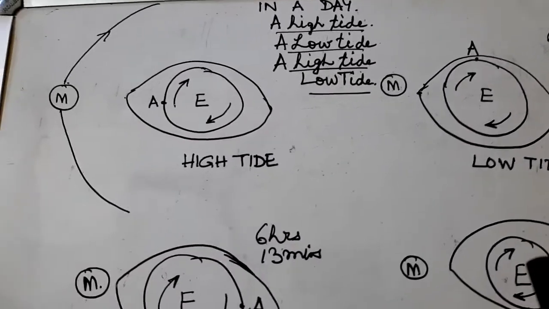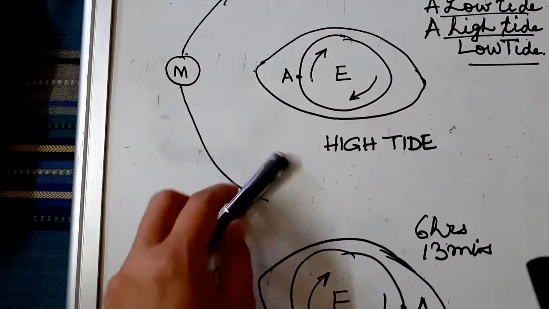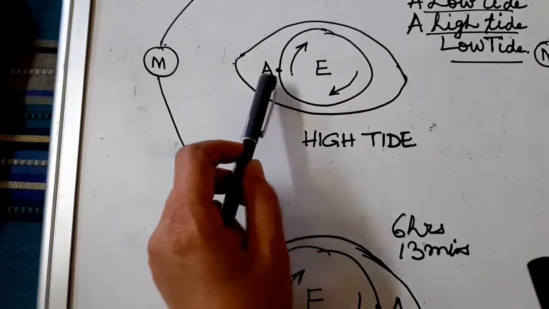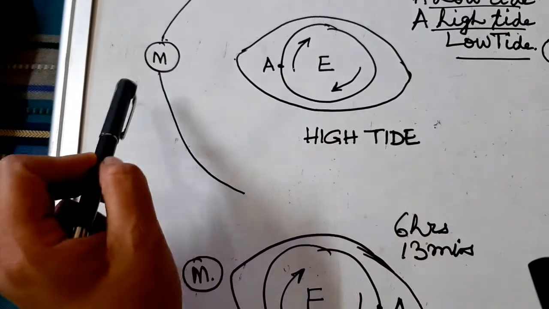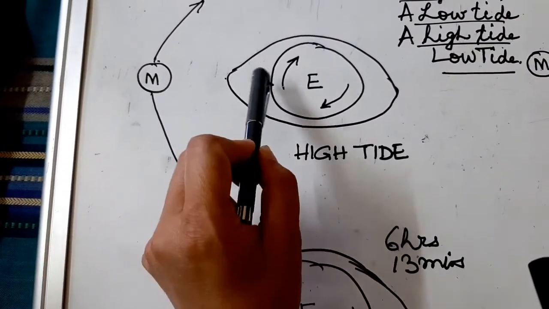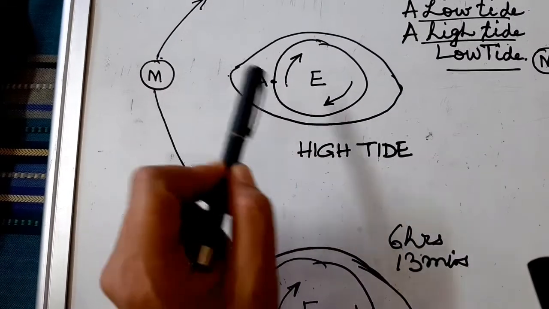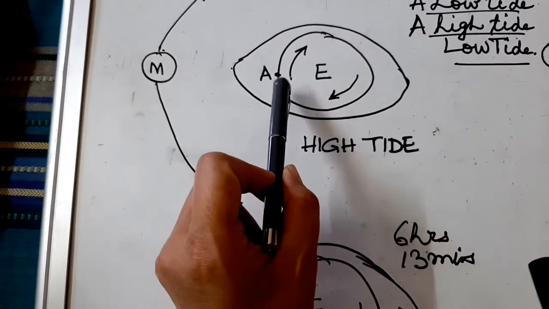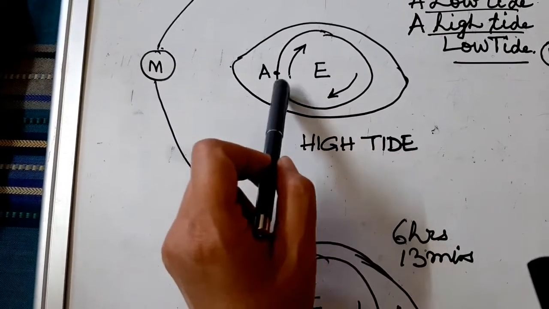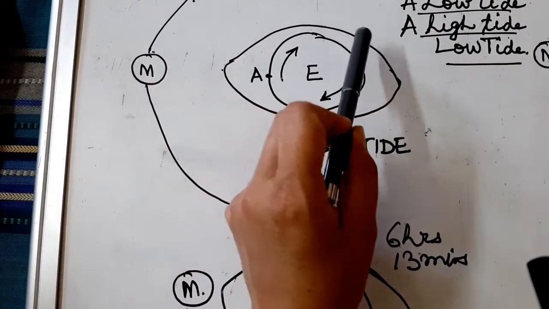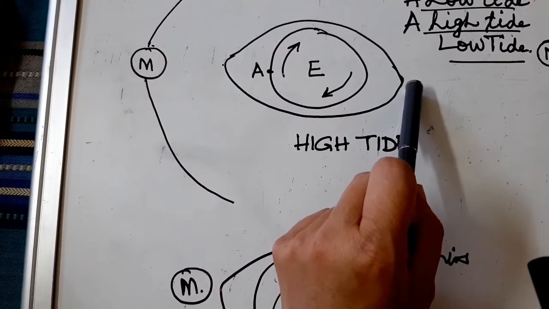Now let's talk about the first high tide at point A. As you can see in this diagram, this is point A, a point on the surface of the earth, and let's say this is the moon, and what you see around is the position of the sea water. Now when point A is directly under the moon, there will be a high tide at point A. As you can see this bulge, and exactly opposite to point A also there will be a high tide.